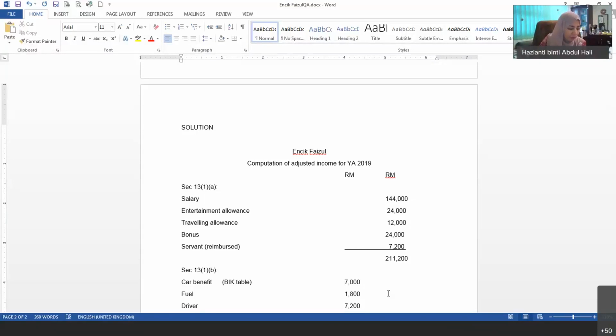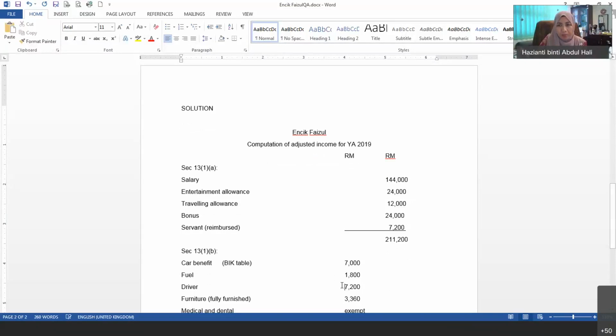And a driver employed by the company was assigned to drive the car. All right, driver. Driver is the annual benefit, annual salary of the driver. Because here it is not mentioned about the driver's salary, so you don't have to worry. You have a driver given to Encik Faizul, so automatically you know this is also from our benefit in kind table. A driver salary for a year is 7,200.